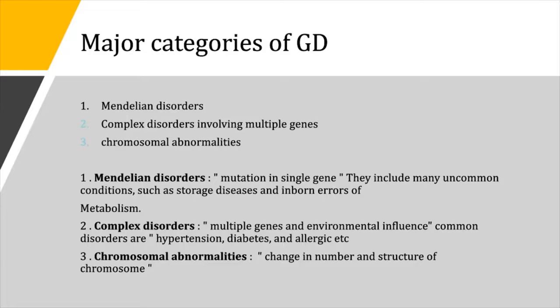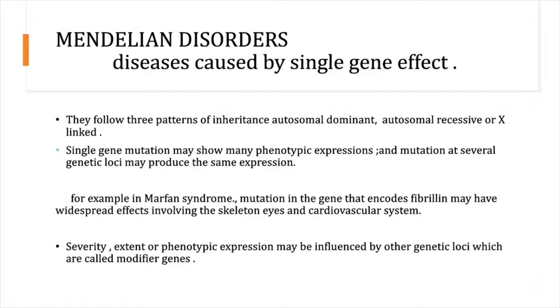When multiple genes play a role in a disease, and there is also an influence of environmental factors, they are called complex disorders, like hypertension, diabetes, and allergy. And when there is a change in the number of chromosomes from normal, or a change in the structure of the chromosomes, they come in the category of chromosomal abnormalities.